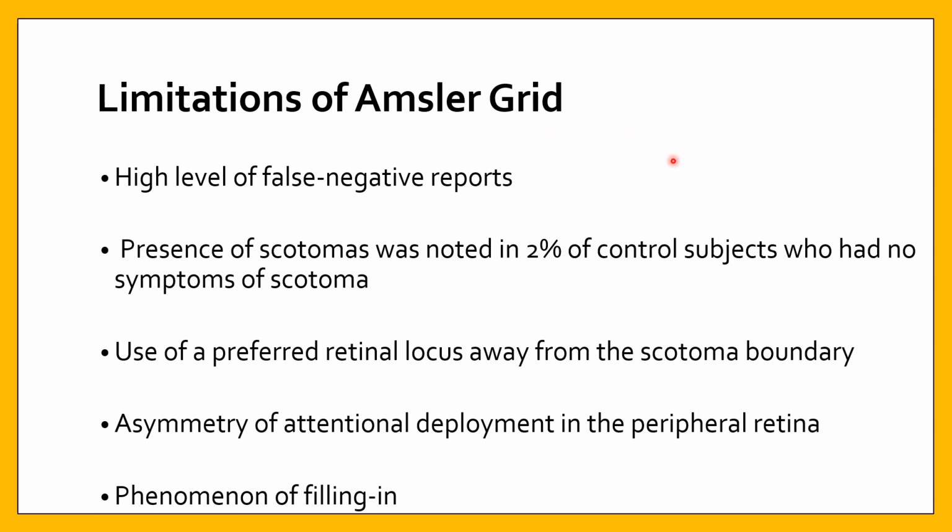Limitation of the Amsler grid. There is a high level of false negative reports, and the presence of scotoma was noted in 2% of control subjects who had no symptoms of scotoma. Other limitations are use of a preferred retinal locus away from the scotoma boundary, asymmetry of the attentional deployment in the peripheral retina, and the phenomenon of filling in.